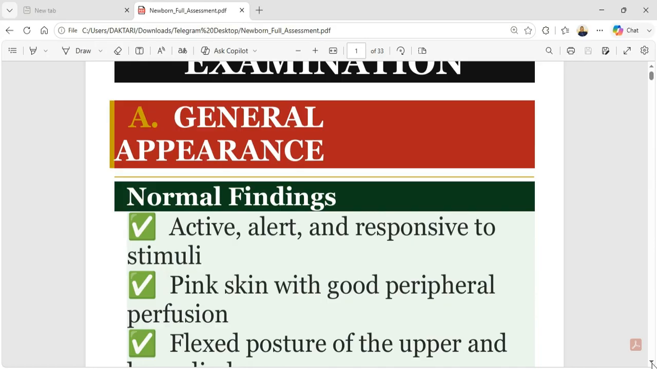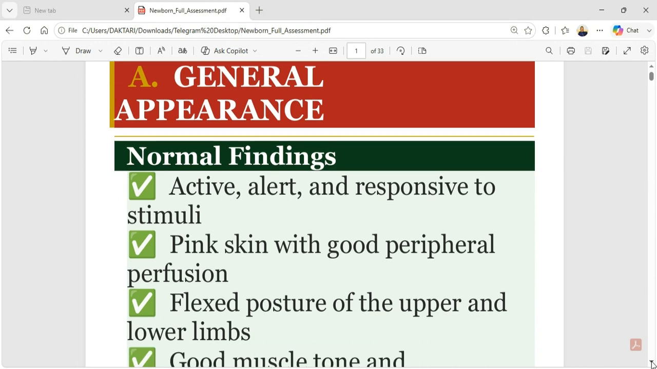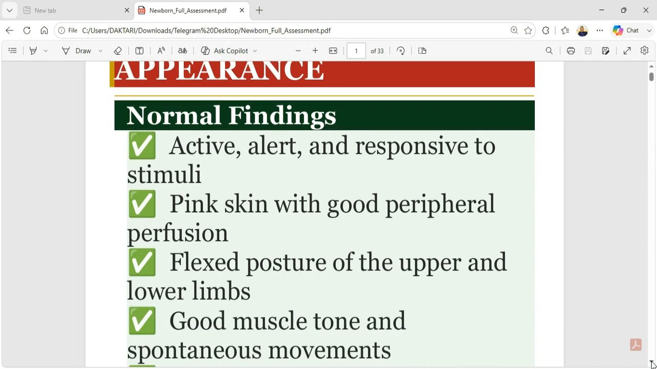Let's classify first in general appearance. What do we regard as the normal findings? Normal findings: active, alert, responsive to stimuli. That's one. Pink skin with good peripheral perfusion, flexed posture of the upper and lower limbs. So active, alert, and responsive to stimuli.